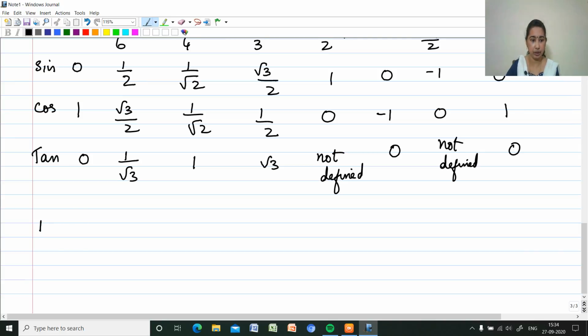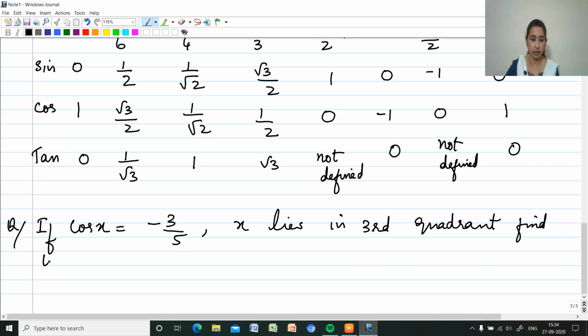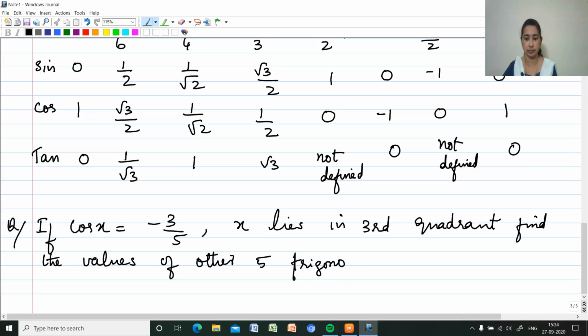Question: if cos x is equal to minus 3 by 5 and x lies in the third quadrant, find the values of the other 5 trigonometric functions.